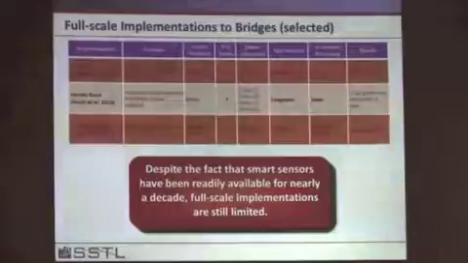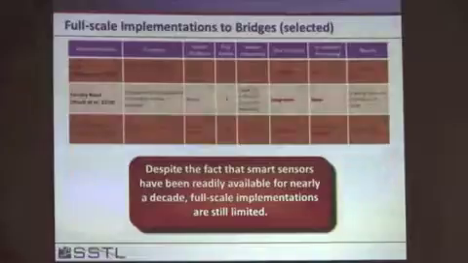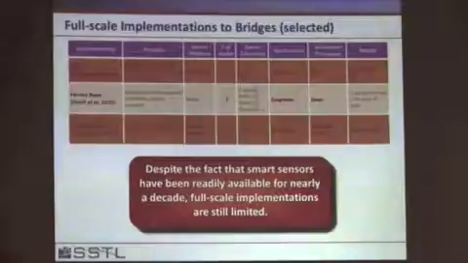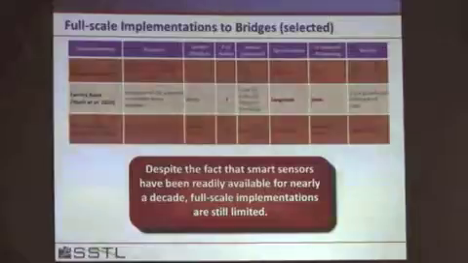These wireless sensors were first available commercially in about 1999. But despite that availability, the vision of having ubiquitous sensing, having many low-cost sensors easily deployed on a structure, has yet to be realized. And so what's been lacking?